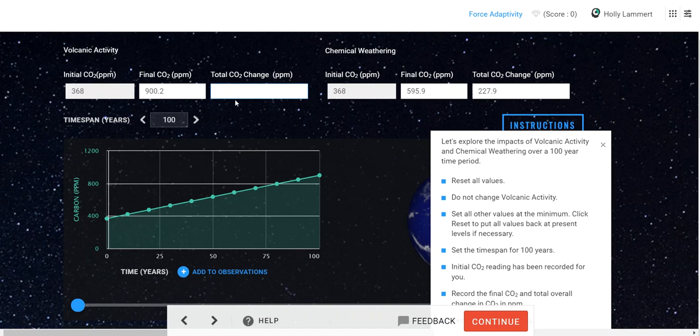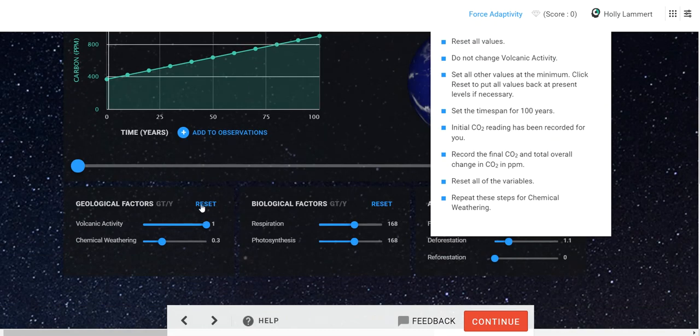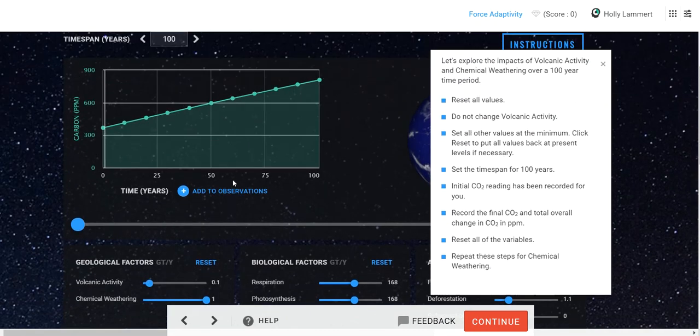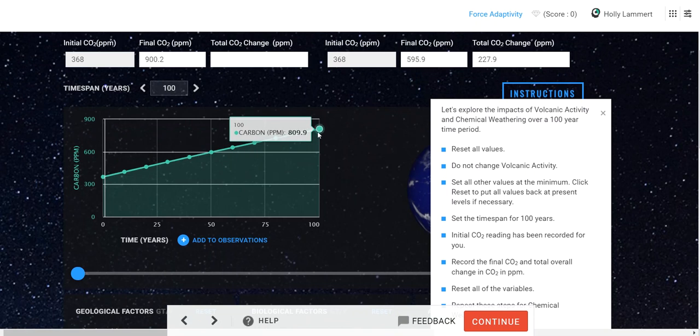Go ahead and calculate that, subtract out these two numbers, and then we'll do the same thing for chemical weathering. So reset this number, increase chemical weathering, 809.9. Do your math.